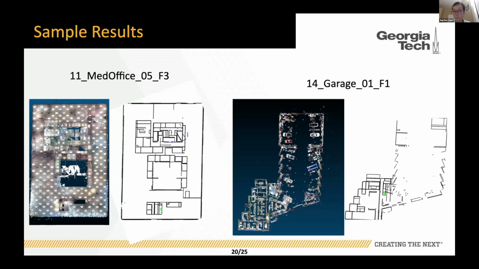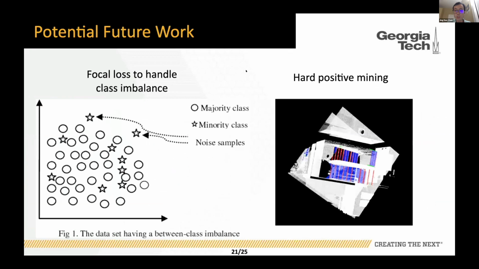So there is still a lot of room for improvement in our method, and these are some ideas that we have for future work. We would definitely like to look more into data-driven or learning methods to improve the overall performance. In terms of semantic segmentation, we're thinking of possibly using the focal loss to handle the class imbalance, or using hard positive mining to make it easier to detect classes that occur more rarely in the data set. And eventually, we would also like to look into more end-to-end learning methods for generating the 2D floor plans.